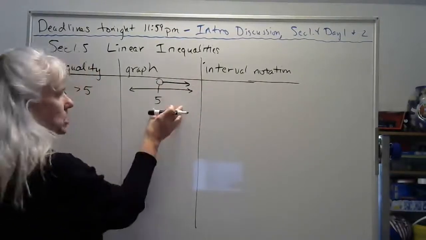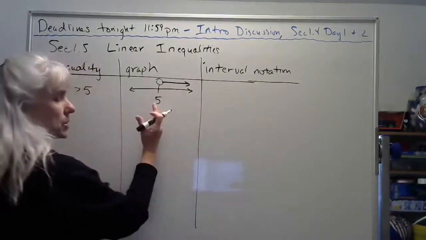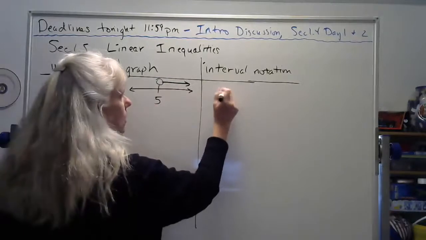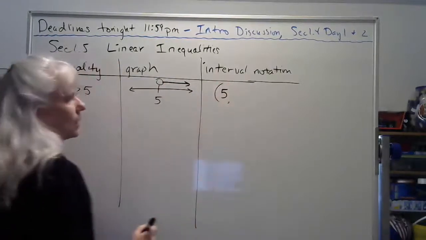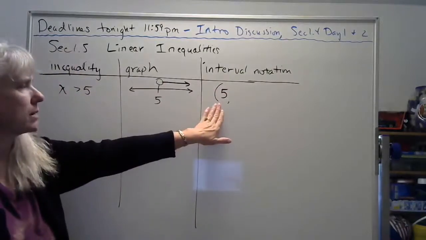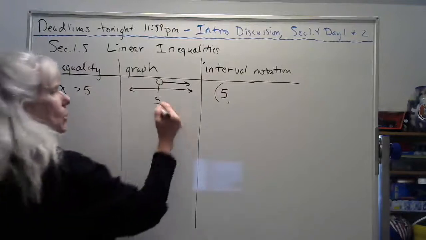And from this picture, we're now going to write the interval notation. So we'll notice that from left to right, the first thing we see on our graph is the number 5. Because we put an open circle there, we're going to put a parenthesis next to the 5. That backs up the fact that that parenthesis matches up with that greater than symbol. And then we're going off to the right.